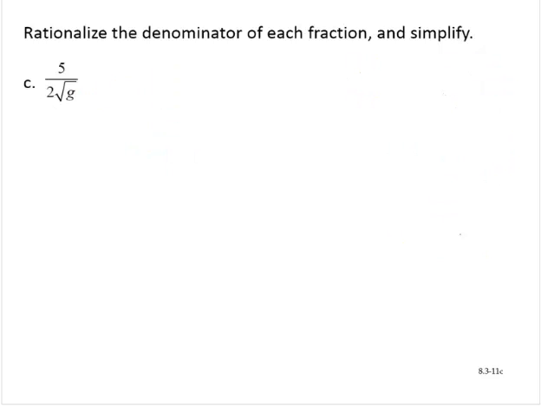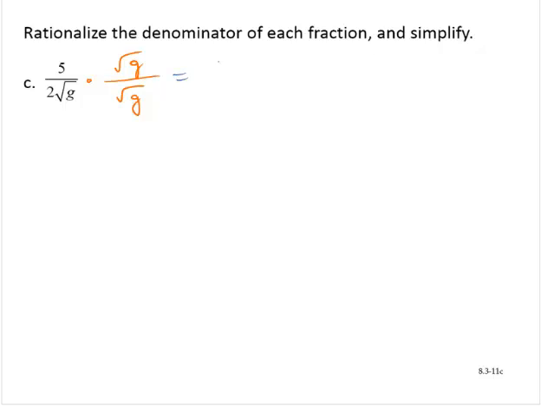Exercise C, we have 5 over 2 times the square root of g. And we might be tempted to multiply by 2 times the square root of g in both the denominator and numerator. And while that will work, we would have some extra work that we would have to do in the end. So notice that the 2 isn't really the problem in that denominator. The square root of g is. So we will only multiply by the square root of g in the denominator, and equivalently in the numerator.